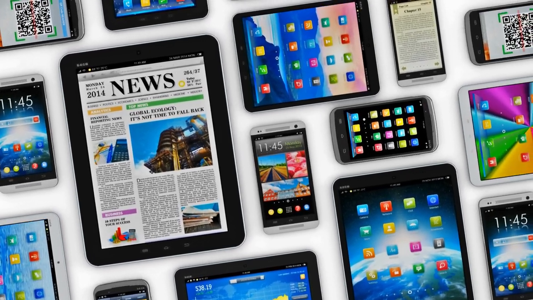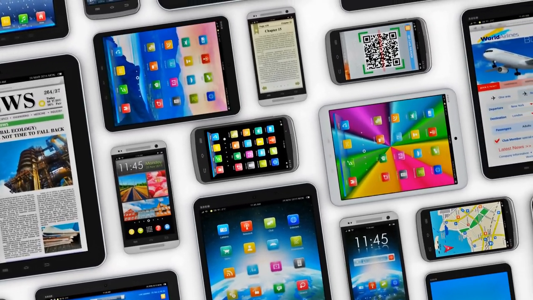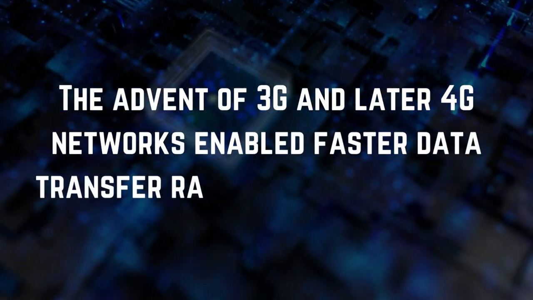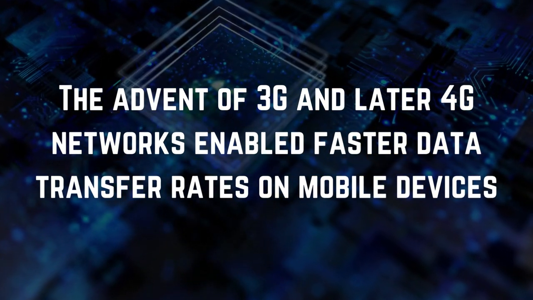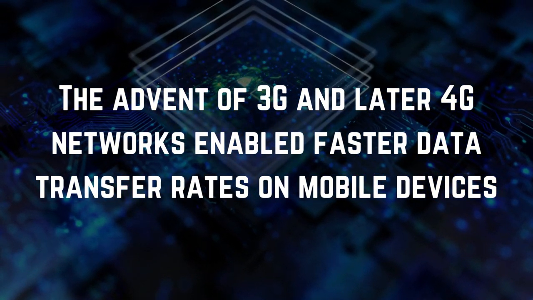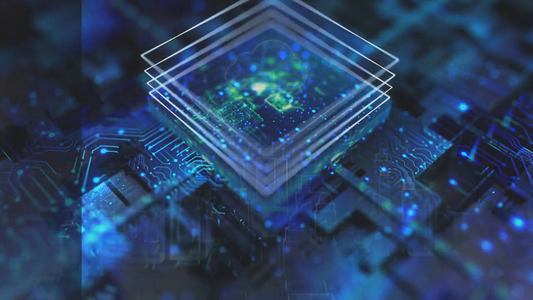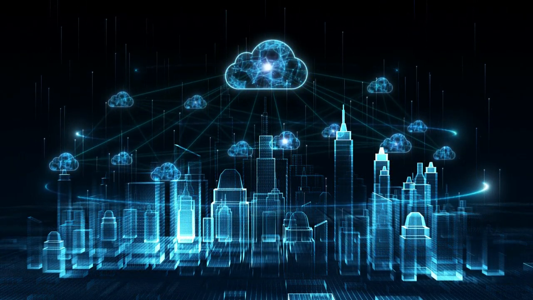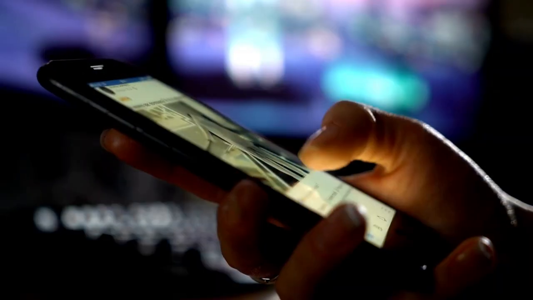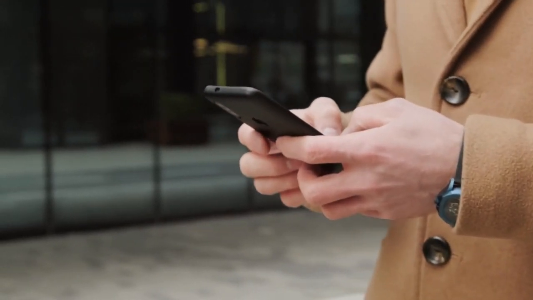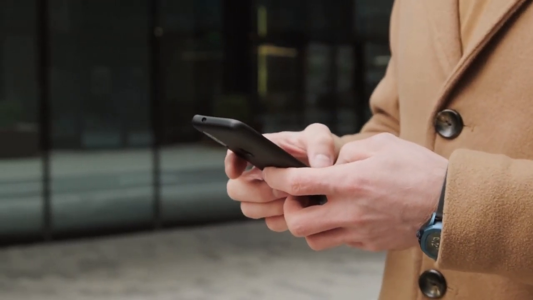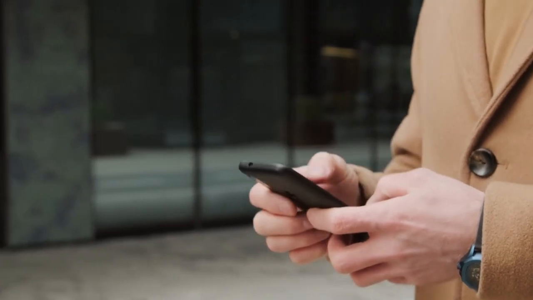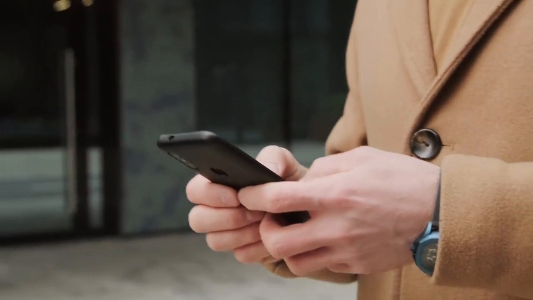The introduction of mobile internet further transformed how we access the web. The advent of 3G and later 4G networks enabled faster data transfer rates on mobile devices, making it possible to browse the internet, stream videos, and use mobile apps on the go. Smartphones became an indispensable tool for staying connected and accessing information anytime, anywhere.